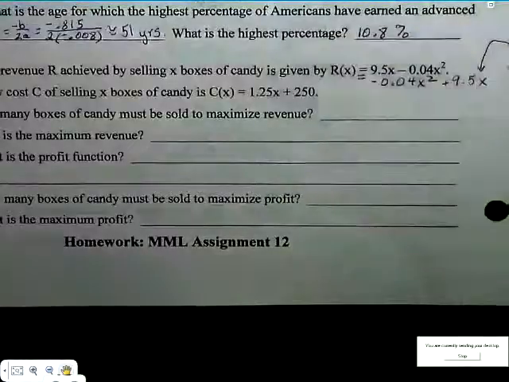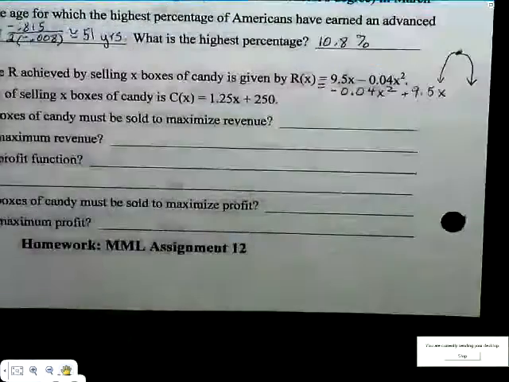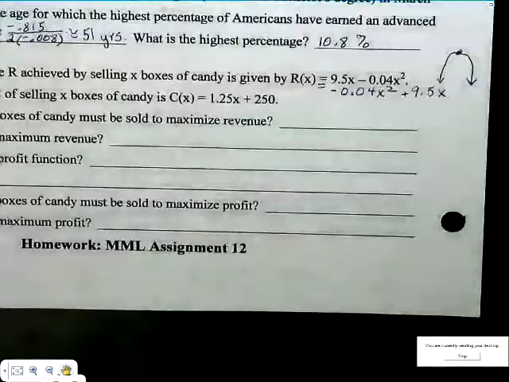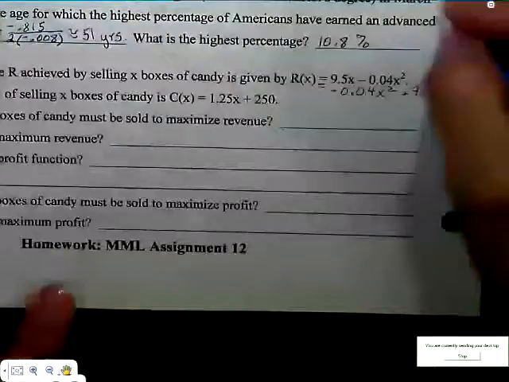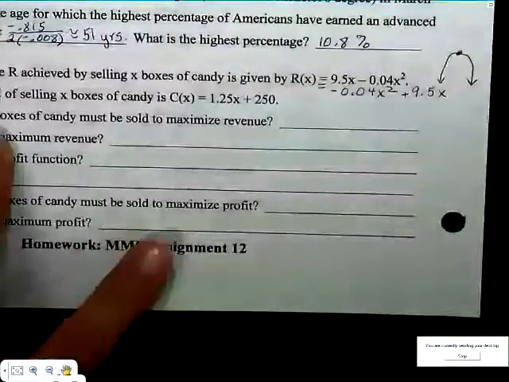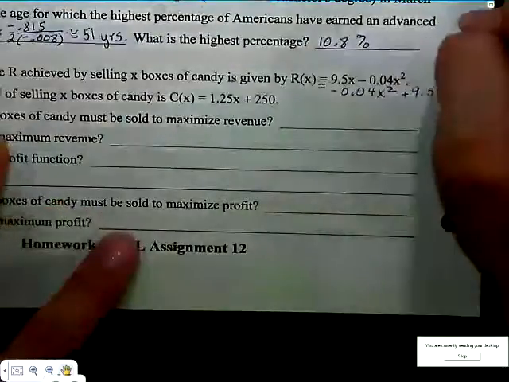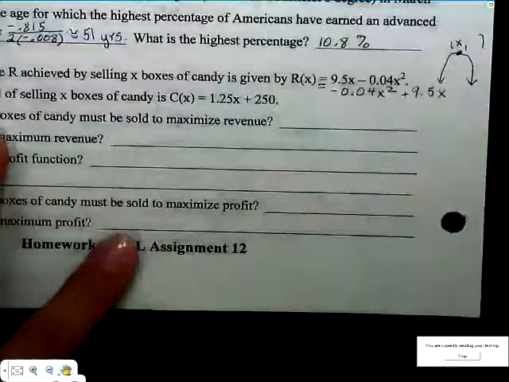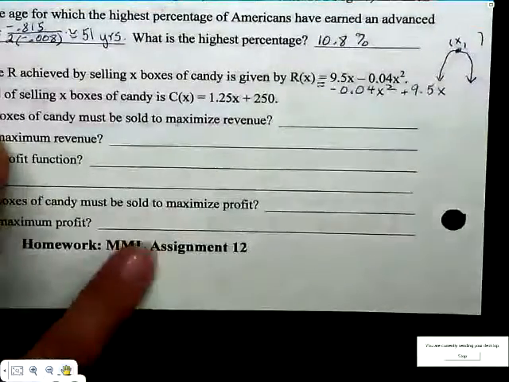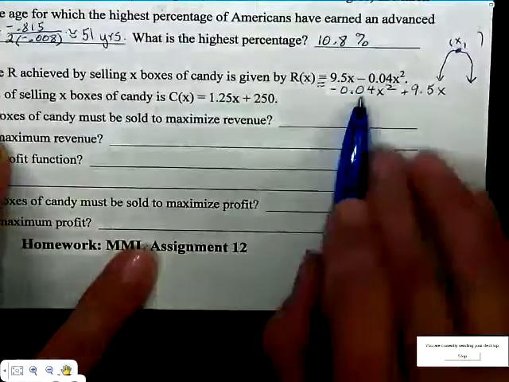And because it's concave down, it has a highest point, and it's that highest point that I'm looking for in part A. How do I find the number of boxes? What stands for number of boxes in this problem? X. So how do I find the X that gives me the most revenue? Find the vertex. And how do you find the vertex?